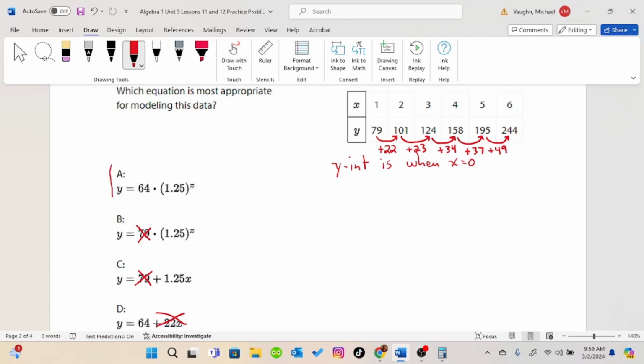That means A, the exponential function with a y-intercept of 64, is the correct answer.